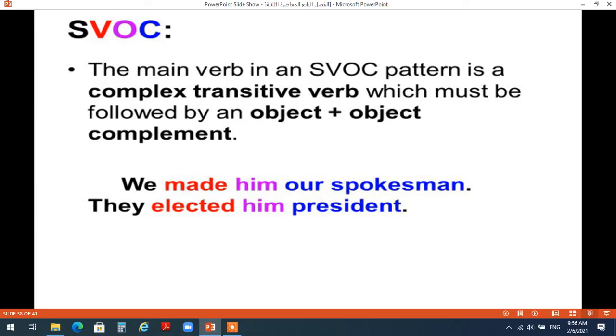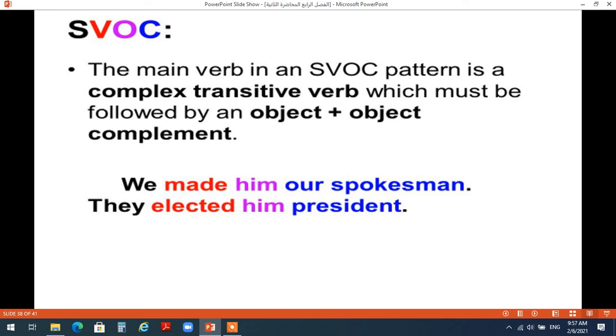النمط الآخر يتكون من الفاعل والفعل والobject وما يسمى بالobject complement. So the main verb is an SVOC pattern. It is a complex transitive verb which must be followed by an object plus an object complement. For example, we made him our spokesman. They elected him president. إذن the verbs made and elected are treated as complex transitive verbs.